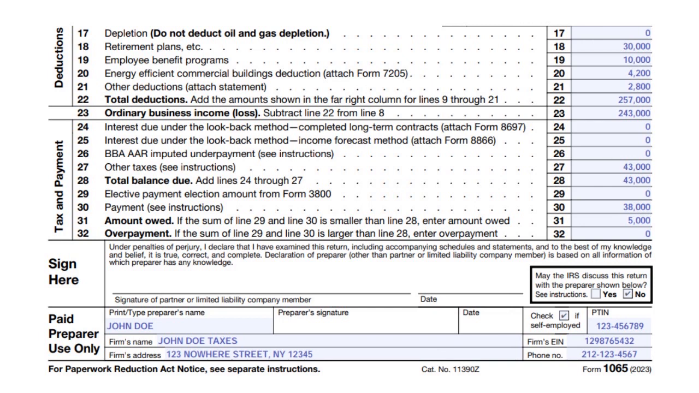So here you have to really specify how you want to pay that amount. And at the bottom, you also put, if there is a paid preparer, the information as well.